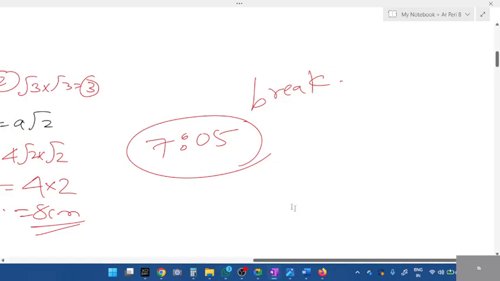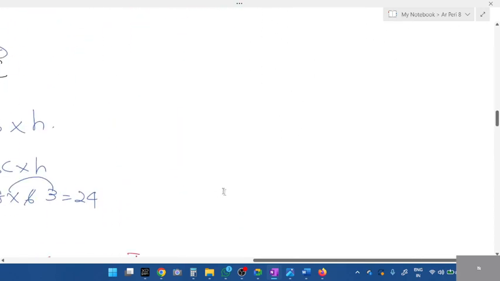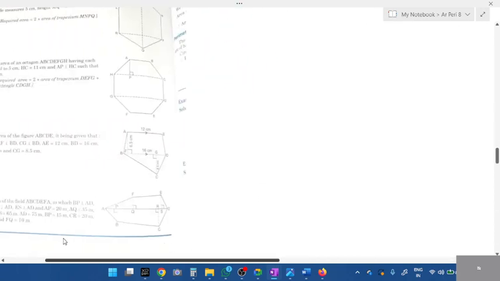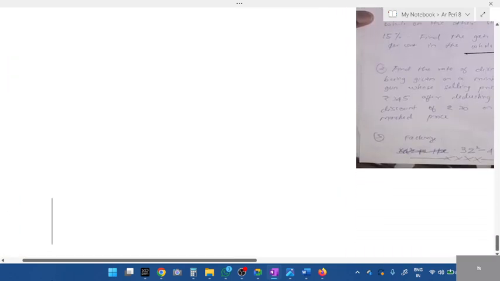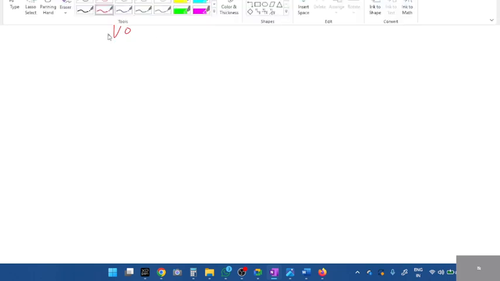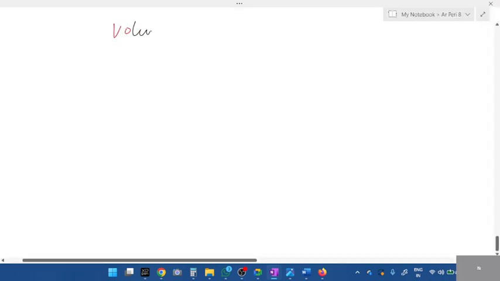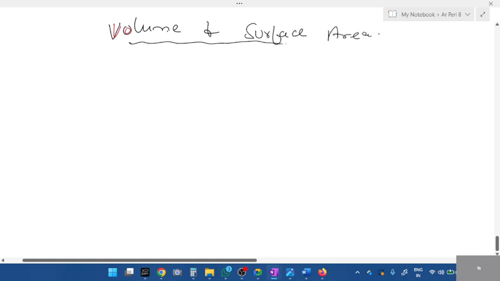Again, a lengthy, very lengthy concept. Volume and surface area. Okay, volume and surface area. Look at volume and surface area. So for your syllabus, you'll have cube and cuboid. Cuboid and cube.